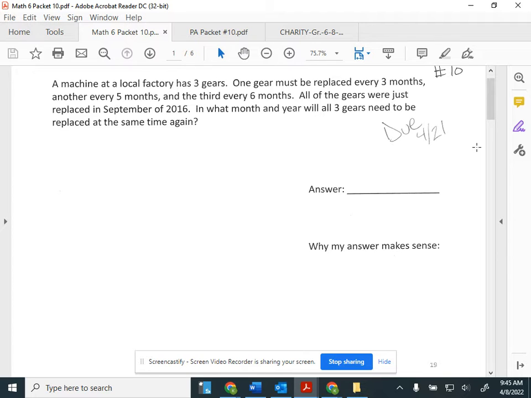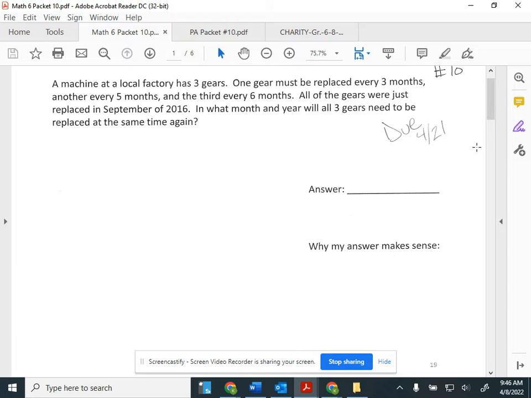So a machine at a local factory has 3 gears. One gear must be replaced every 3 months, another every 5 months, and the third every 6 months. All of the gears were just replaced in September of 2016. In what month and year will all 3 gears need to be replaced at the same time again?